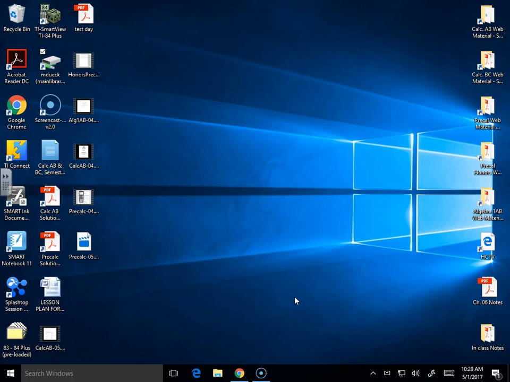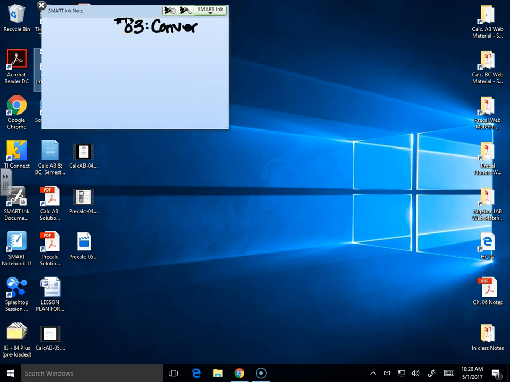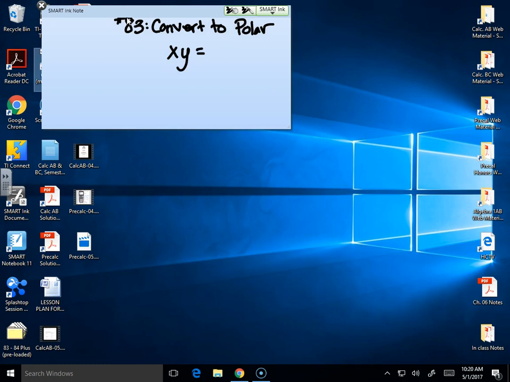So then the directions are for number 83, convert to polar. What is x equal? Kiddos, come on, these are the important formulas for tomorrow. In polar, what is x equal? R cosine theta. What is y equal?